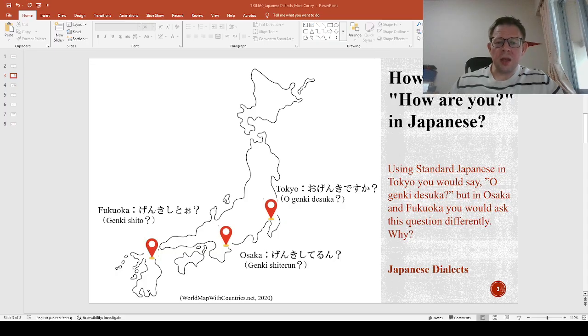So this again highlights how there are mutually intelligible different forms of saying the same expression in the same language, which also highlights the presence of Japanese dialects themselves.